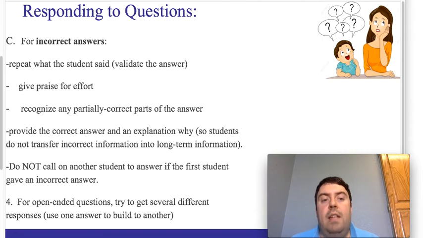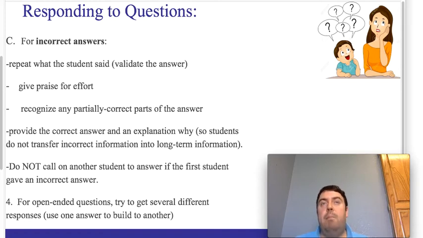For incorrect answers, so this is not just for students who don't know the answer, but let's say they tried and they got it wrong, you should repeat what the student said. This is validating their answer and their effort. They tried, then you give them praise, like that was a really good try or a really good attempt, and this is a hard question.